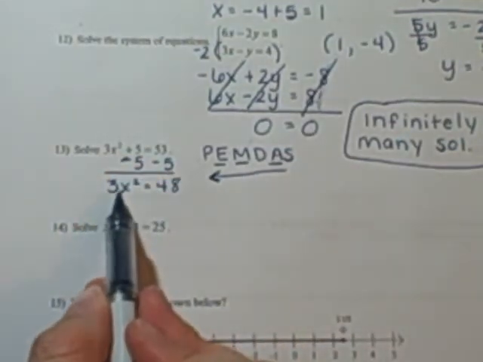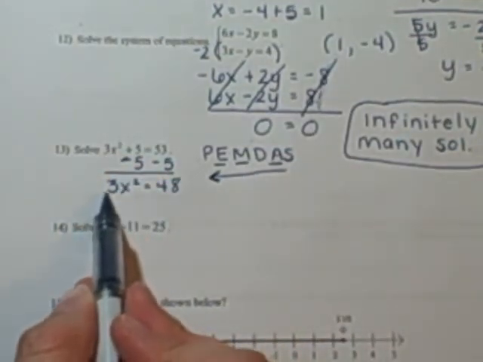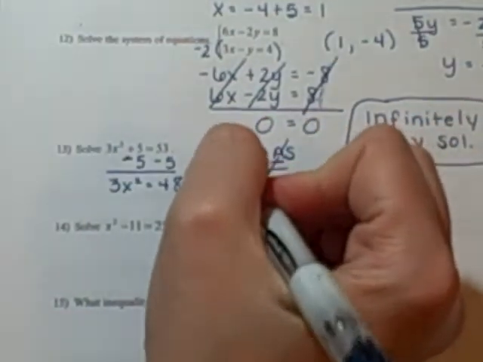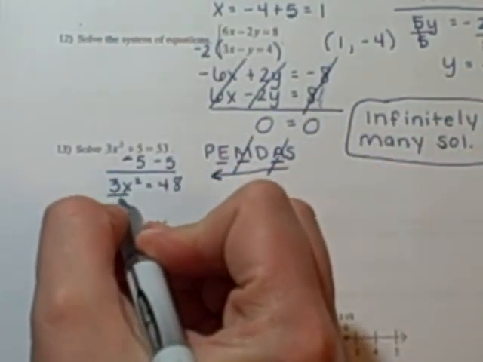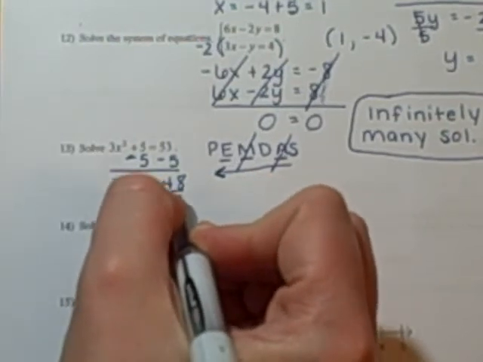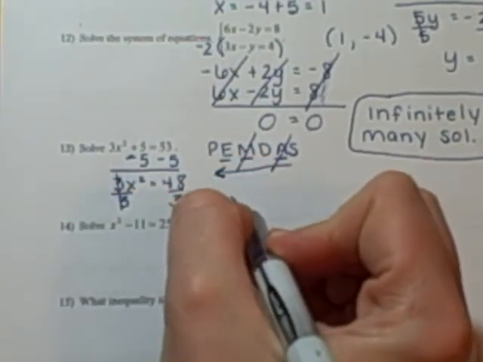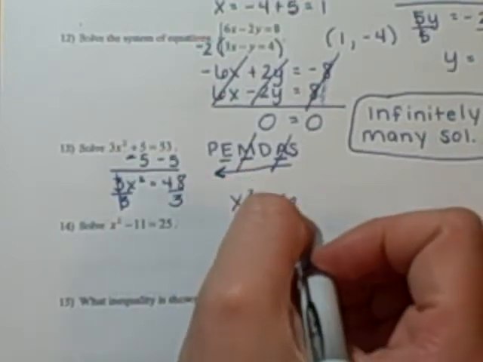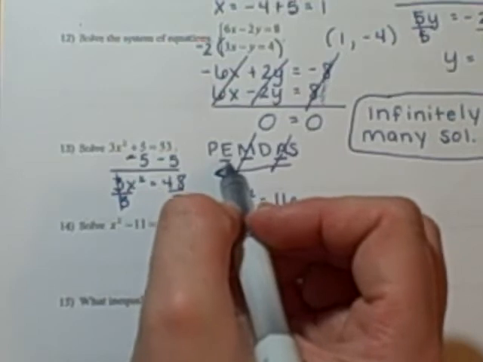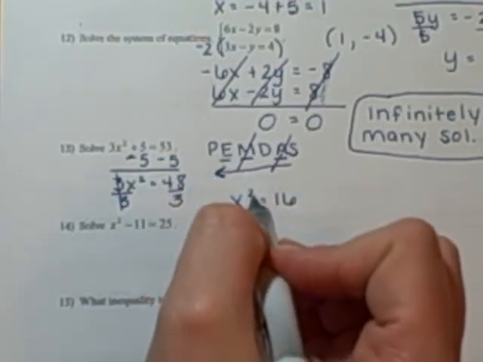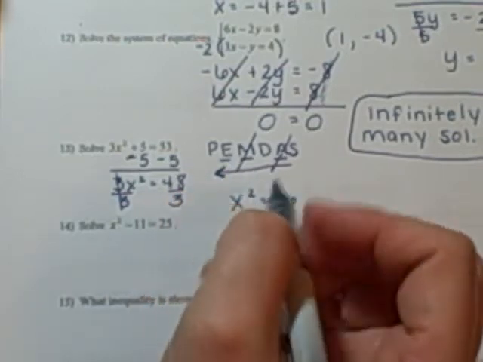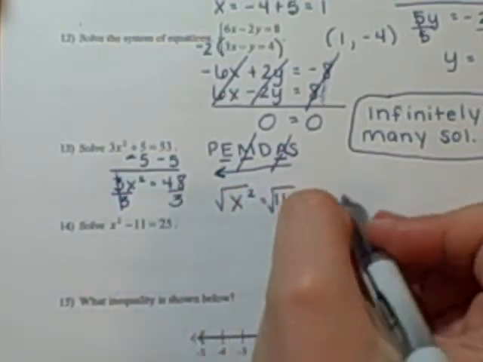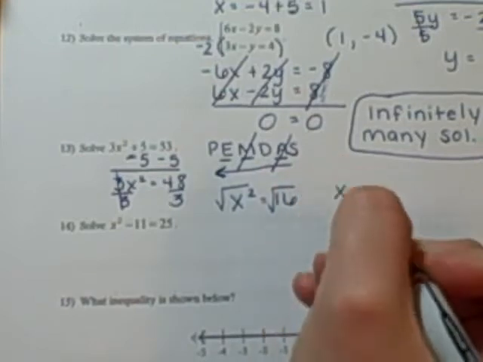And again, I'm still not ready to get rid of that square because I still have this 3 here. So I got rid of my addition. Now I need to get rid of my multiplication. And the opposite of multiplication is division. So I'm going to divide by 3. So I end up with x squared equals 16. Now finally, I'm ready to get rid of that exponent. So the way you get rid of a square is by using a square root. So I'm going to take the square root of both sides, and that would leave me with x equals.